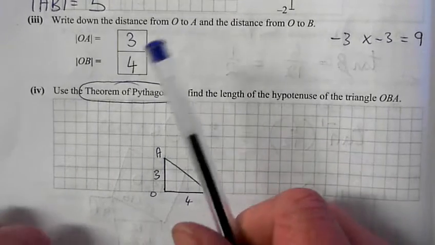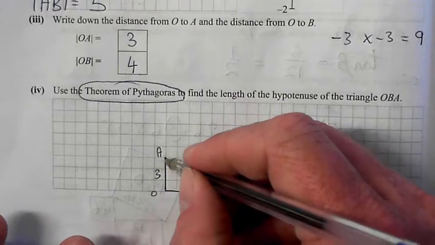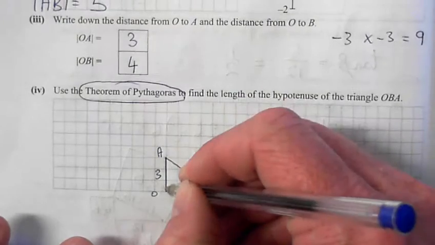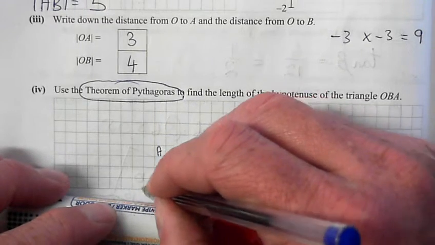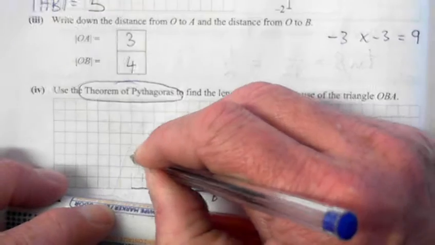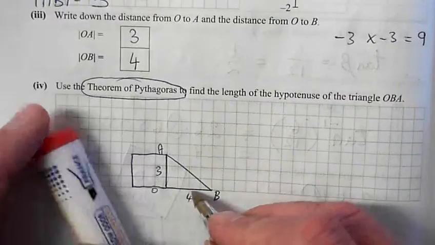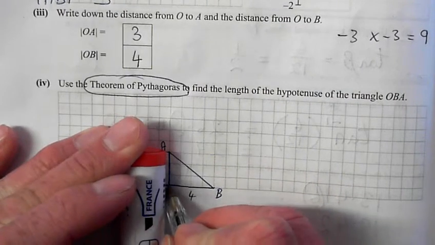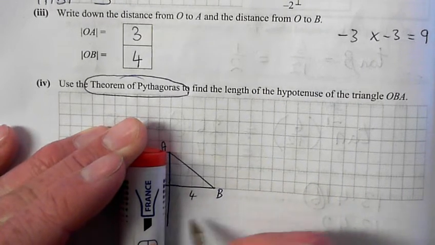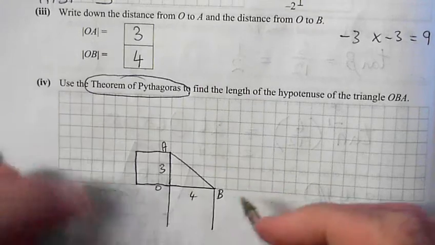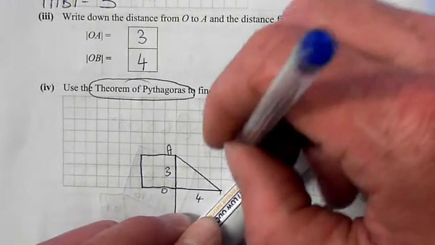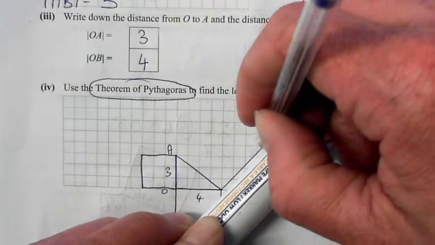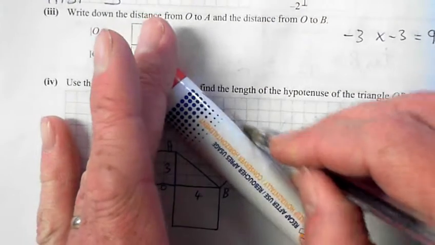Right, so here's how you do it. You make a square out of this side. Make a square, that's 3 by 3. And make a square out of this side, 4 by 4. And we'll make a square out of this side. Don't know what it is yet.